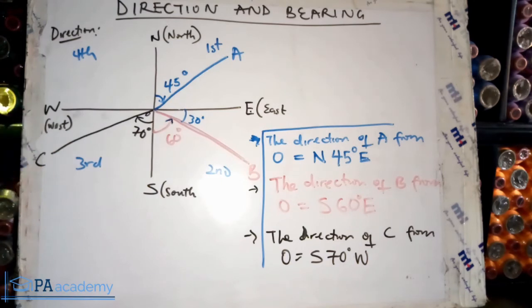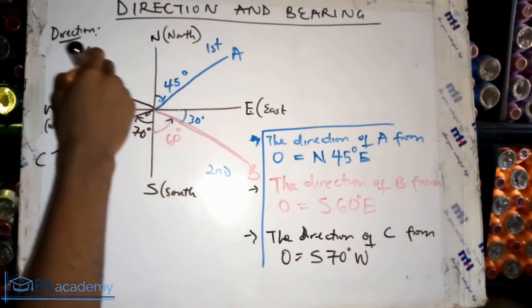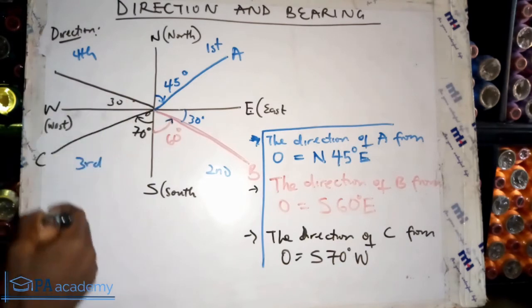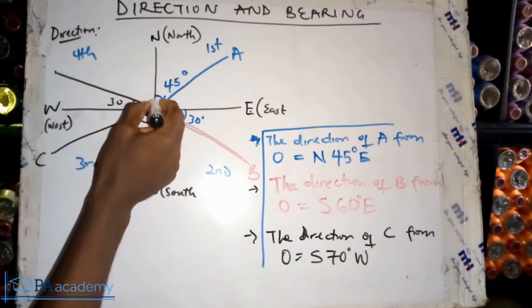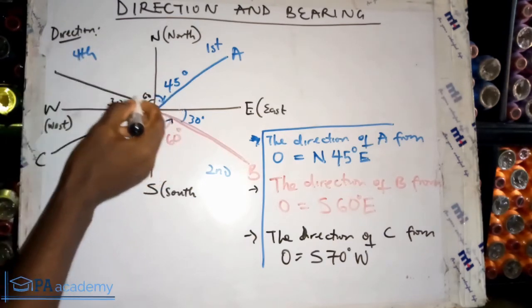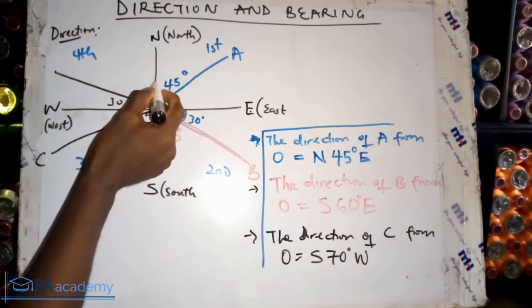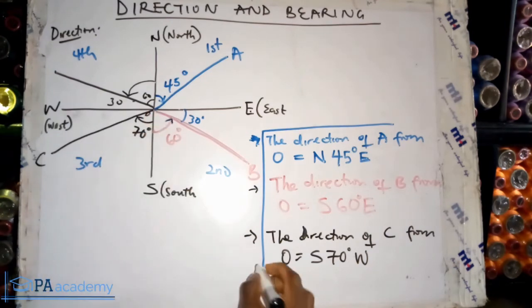So let's look at the fourth one. Let's just give another random angle. So if here we have it to be 30, then that means this place is also 60. So for us to call this angle here, if this place is 30, we are going to call it in this direction.